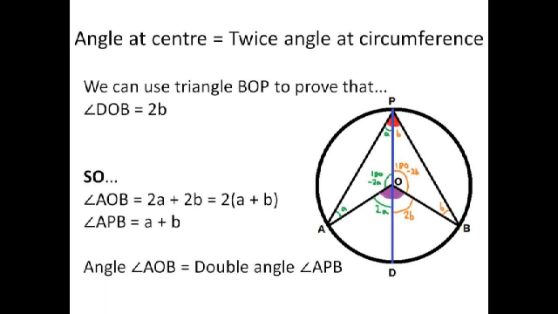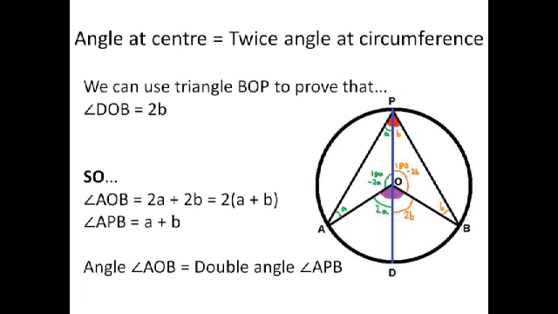If we do exactly the same on the other side, we can use triangle BOP to prove that DOB is equal to 2B. So we know that AOB, the big bit, equals 2A plus 2B, which is the same as 2 times A plus B, and the angle at the top, the red angle APB, equals A plus B. So we know that angle AOB is double angle APB. So that's the first proof, which is the most important proof, and we use it in basically every other proof. It's that important. So you have to know that proof.